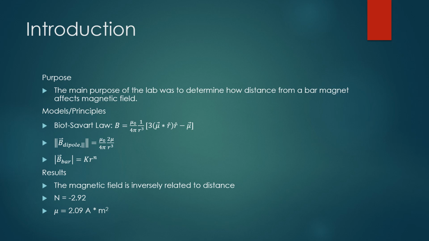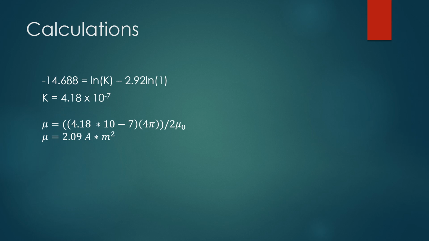N was equal to negative 2.92. The magnetic dipole moment was 2.09 amperes times meter squared. After doing the necessary calculations, it was determined that K was equal to 4.18 times 10 to the negative 7, and the magnetic dipole moment was 2.09.